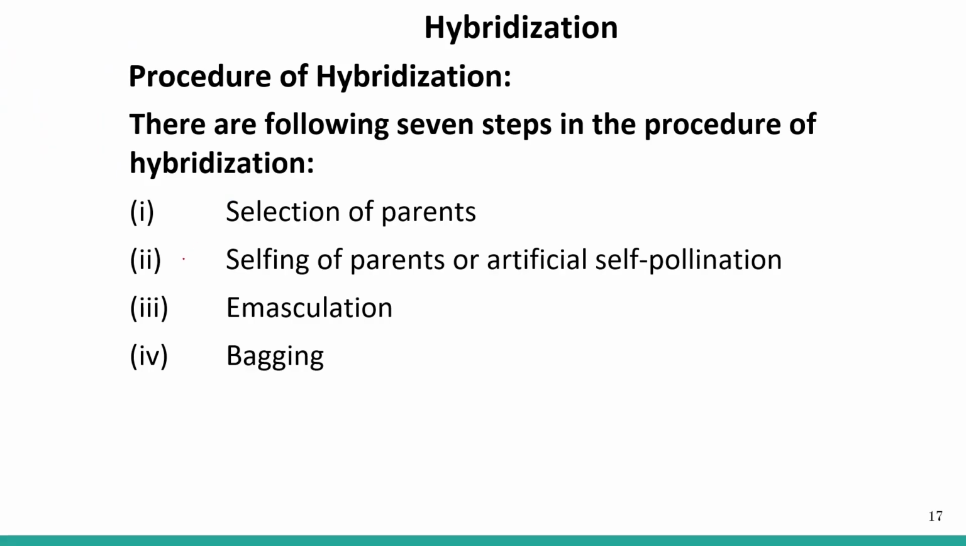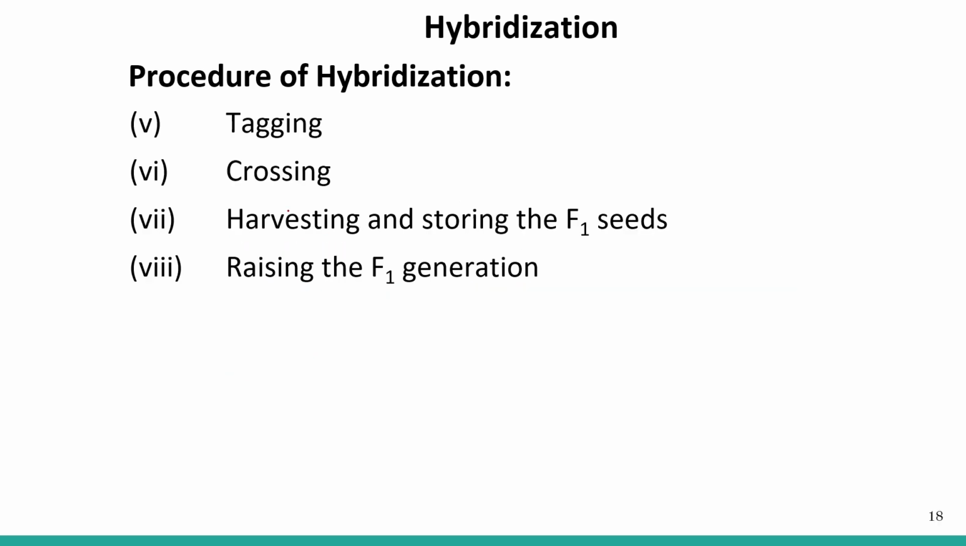Okay, so coming back to the procedure of hybridization. There are 7 different steps in the procedure of hybridization. The first one is selection of parents, selfing of parents or the artificial self-pollination, emasculation, bagging, tagging, crossing, harvesting and storing the F1 seeds, and raising the F1 generation. So let us see this in detail.